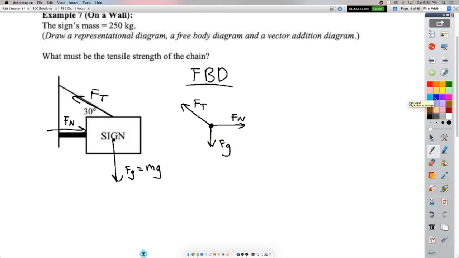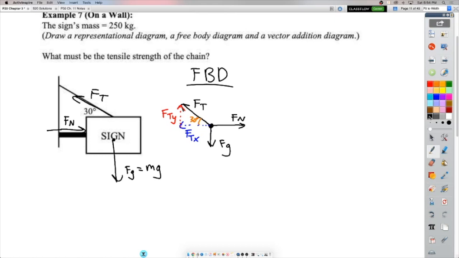Let's just quickly take a look. What does Ft have if it's on an angle? What do all of them have, truthfully? They have components. It's just that Ft doesn't have one of its components being zero. It has an Ftx and it has an Fty, and neither is zero. And one more thing we know from the picture, this angle is 30 degrees. Cool. Let's draw our VAD.